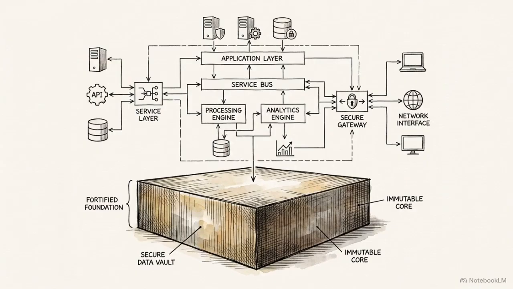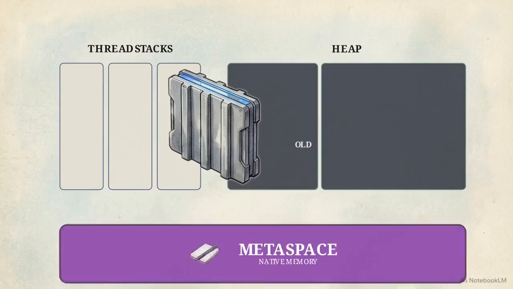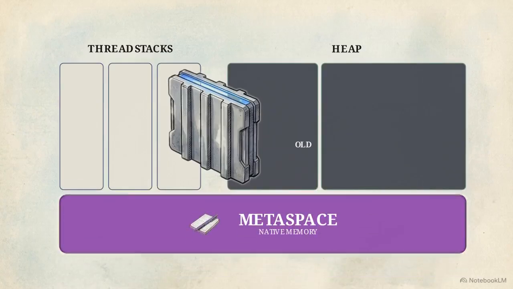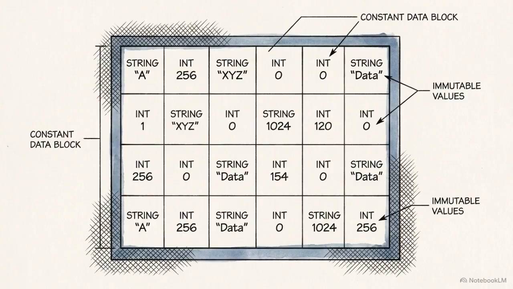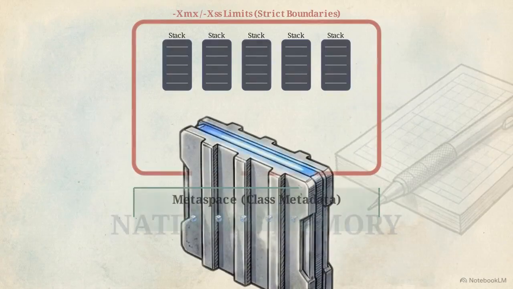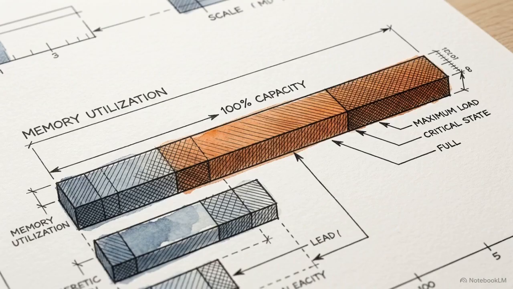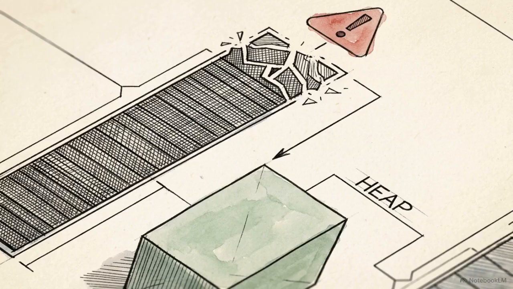Beyond threads and data, the JVM requires a space to store the actual class definitions and bytecode rules. This information lives in a dedicated storage area called metaspace, which holds class metadata, static variables, and constant pools. Metaspace allocates directly from native OS memory, separate from the limit set for the heap. Large frameworks that generate classes dynamically can exhaust this specific native memory, causing a metaspace out-of-memory error, even when the heap has plenty of room.